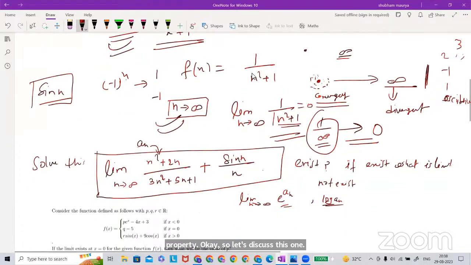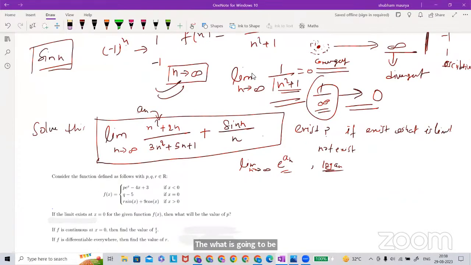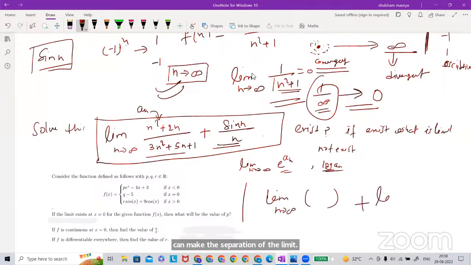Limit is again, the limit property: if you have this one and both limits exist, then in that case you can make the separation of the limit. That means you can write limit as n goes to infinity of this one plus limit as n goes to infinity of this one. So what is going to be the limit of this one?